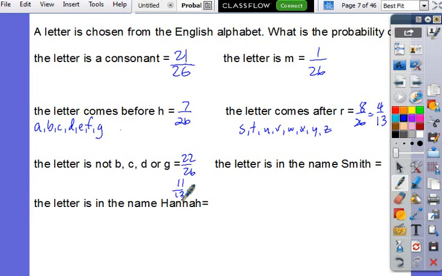The letters in the name Smith, there's 5 letters in there out of 26 total. Now when it comes down to the Hannah one right here, we've got our 26 total, but we've only got 3 different letters. We've got the H, the A, and the N. So the chances of it being one of those would be 3 out of 26 and not the 6 out of 26.